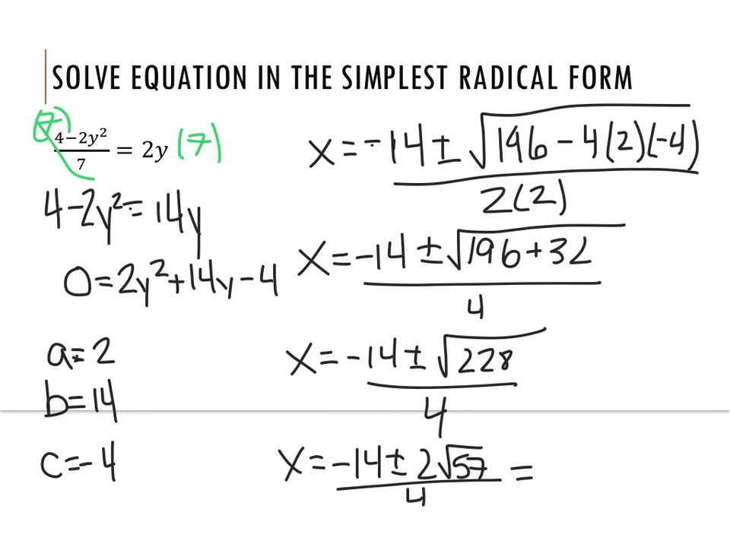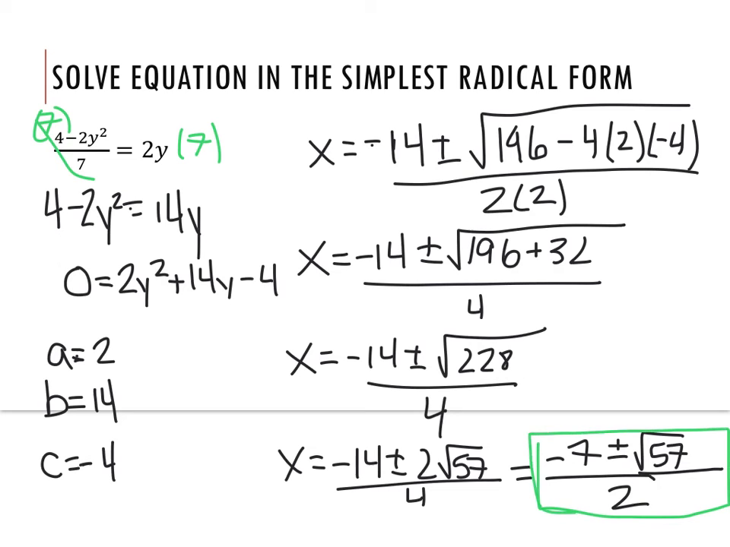All those things can be divided by 2. So instead of negative 14, we have negative 7. Instead of plus 2 square roots of 57, we just have 1 square root of 57. And on the bottom is the number 2. So that's what x is equal to. Negative 7 plus or minus the square root of 57 all over 2.